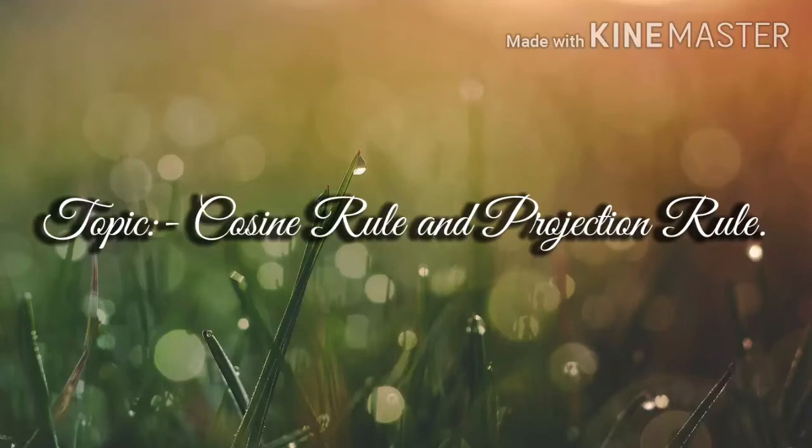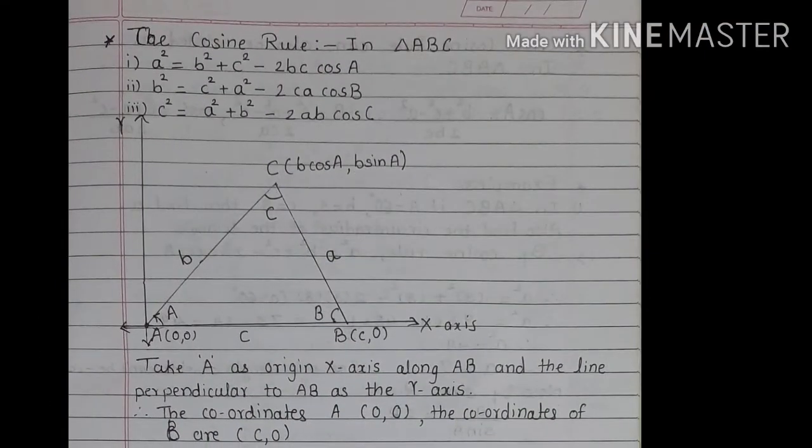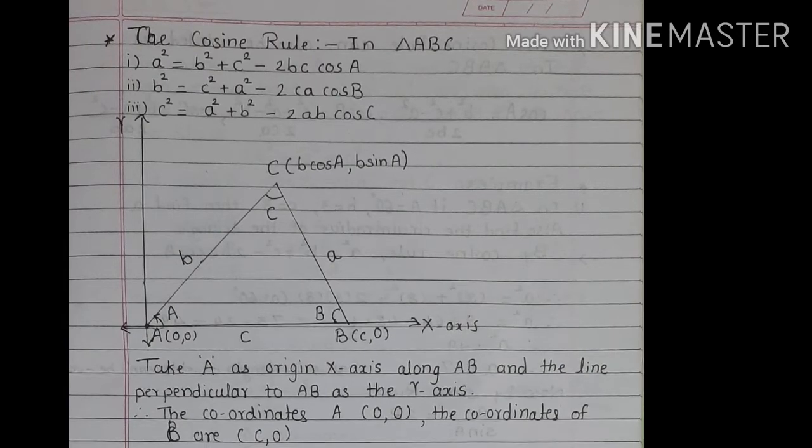Hello students, today we are going to study cosine rule and projection rule. So let's start with cosine rule. In triangle ABC, a square is equal to b square plus c square minus 2bc cos A.